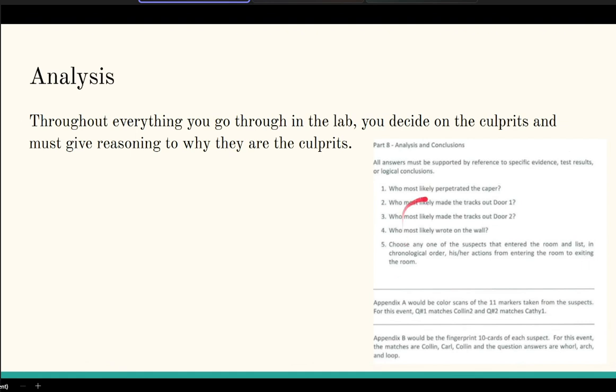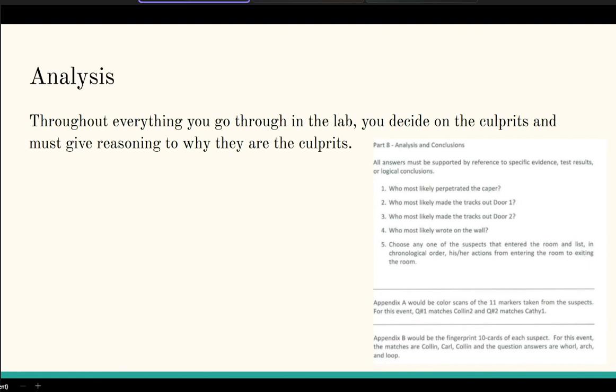And then you'll get questions like who most likely perpetrated the caper, which if you actually know the context, then you'd know what the caper is. Who most likely made tracks out of door one and door two. So it's not like a one person type thing. There could be multiple suspects for multiple different things. And then it's also like choose any one of the suspects that entered the room, and then mention his or her actions.